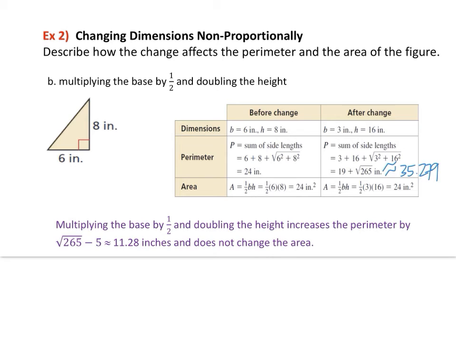So why didn't the area change? Well, if I multiply the base by 1/2 and double the height, let's multiply those numbers together. So 1/2 times 2, doesn't that equal 1? So 1 doesn't affect any change. All right, let's hold on to that thought and move on.